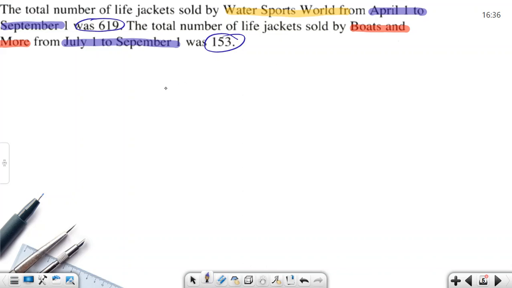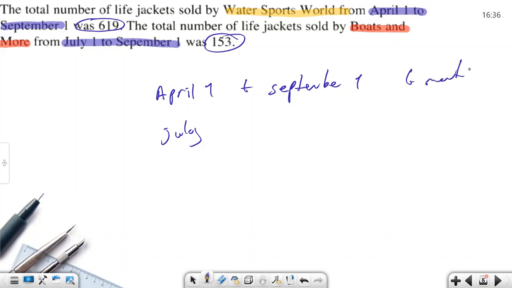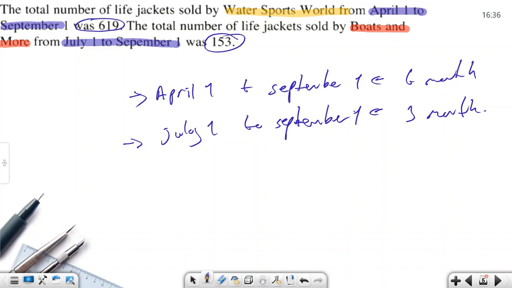But be careful here. One of them is from April 1 to September, and the second is not from April, it's from July. So April, May, June, July, August, September, that's 6 months. And this one is July 1 to September 1, so July, August, September, only 3 months. So if we want to compare something, we should choose the same dates, not different dates. So the problem here is with the dates.